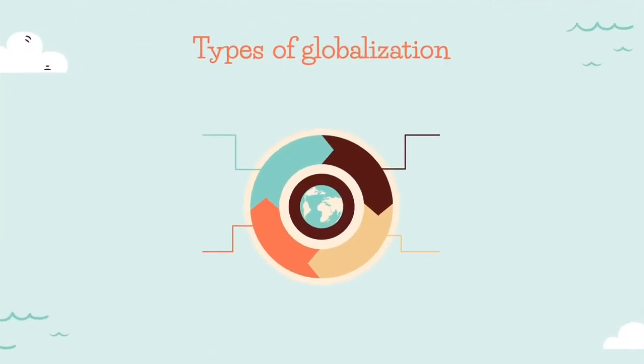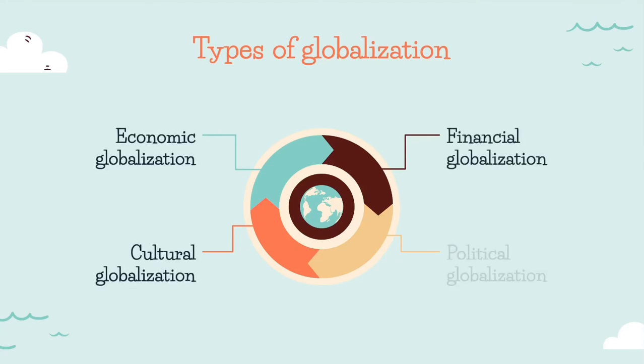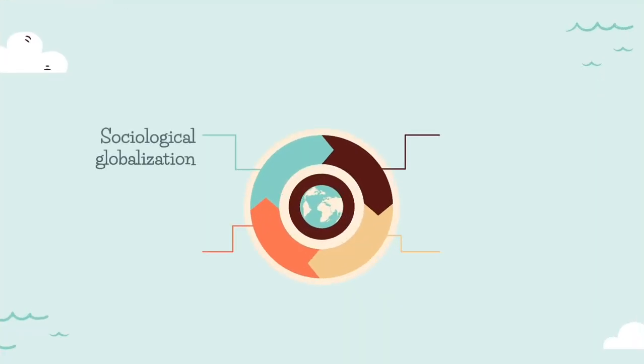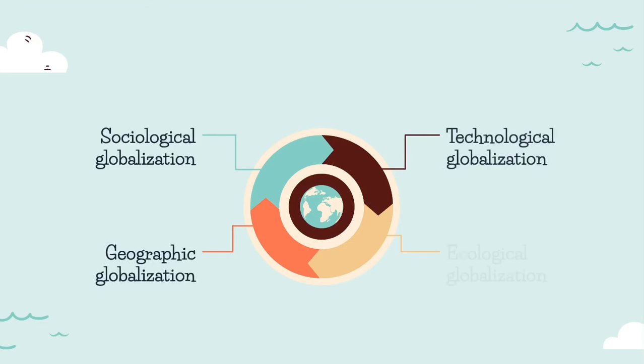Did you know that there are many types of globalization? For example, economic globalization, cultural globalization, financial globalization, and political globalization. Then there's also sociological globalization, geographic globalization, technological globalization, and lastly, ecological globalization.